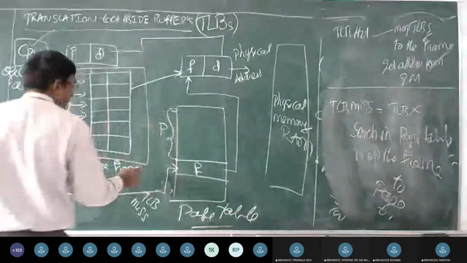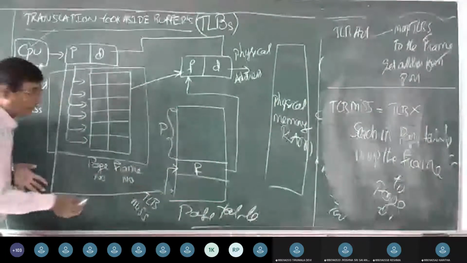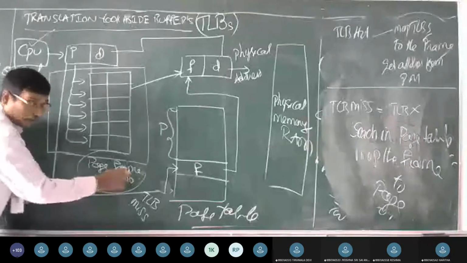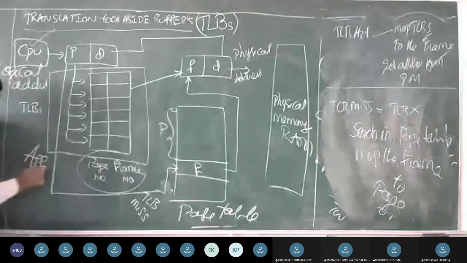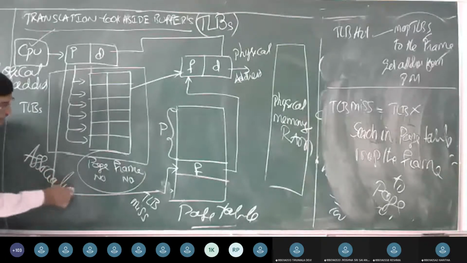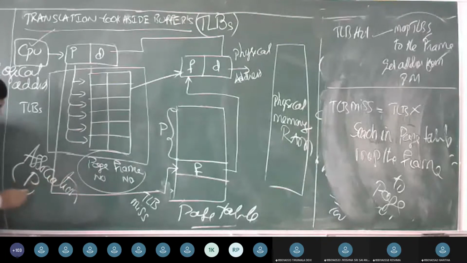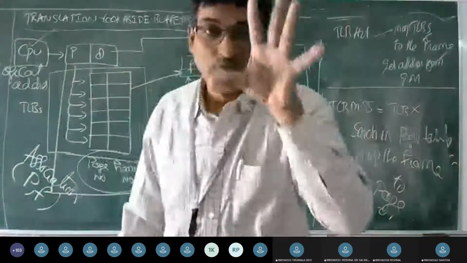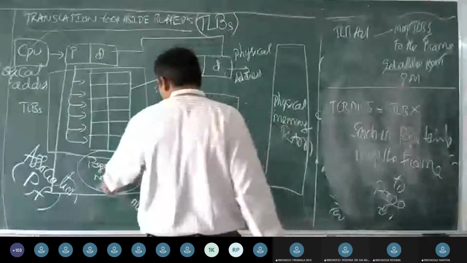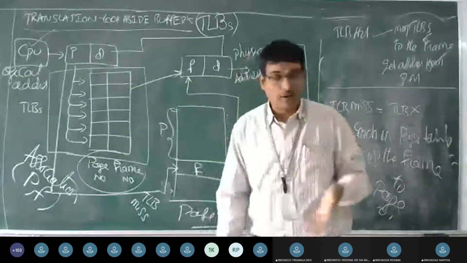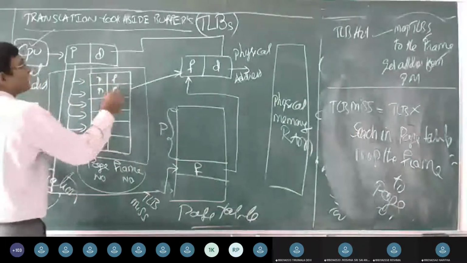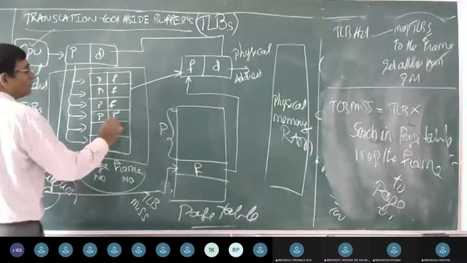Now we have a pairing mechanism. What was the pairing mechanism? The pairing mechanism was between page number and frame number. We have an association, with P and with F. For every corresponding page, we have a corresponding frame. So we have P and F, P and F, P and F, P and F.